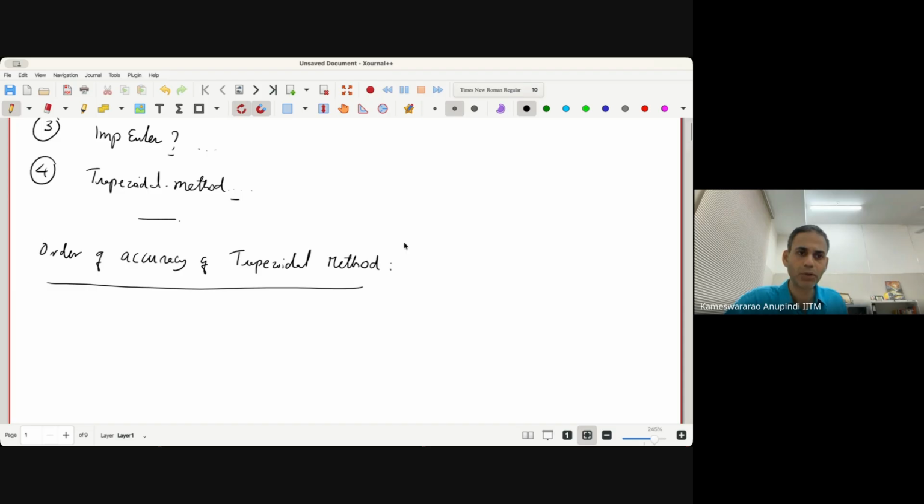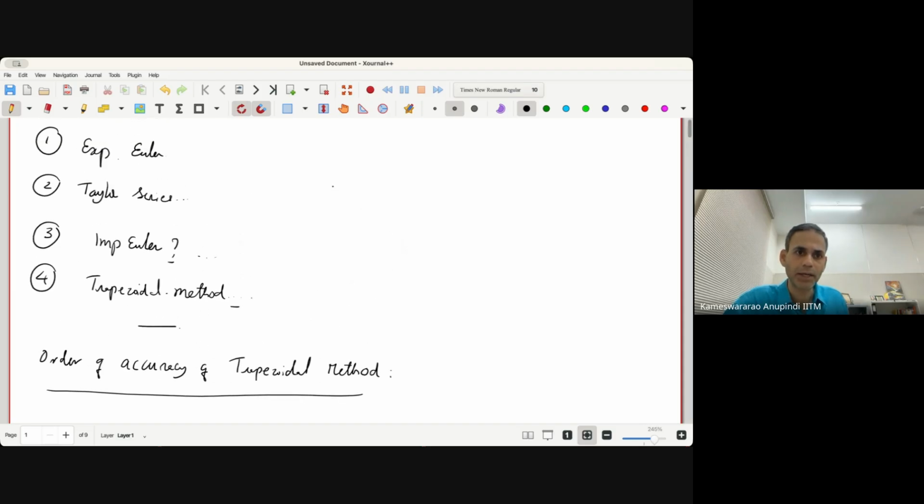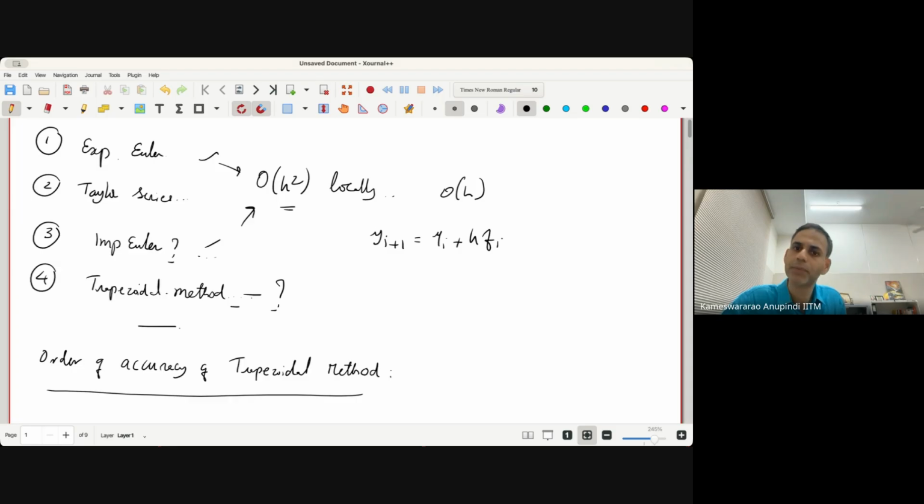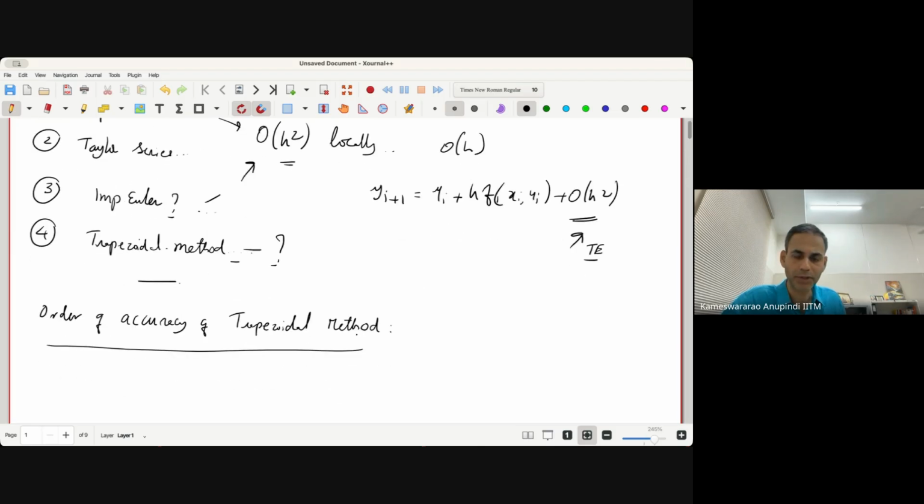So in today's lecture, we're going to look at order of accuracy. We said the explicit Euler and implicit Euler are essentially order h square locally, but globally they are order h, right? But in the trapezoidal method, we have not formally calculated the order of accuracy. Explicit Euler and implicit Euler are straightforward to see because we have y_{i+1} equals y_i plus h times f of x_i, y_i, plus you will have order h square. That is the truncation error, which locally gives a second order accuracy. So today we're going to look at the order of accuracy of the trapezoidal method.